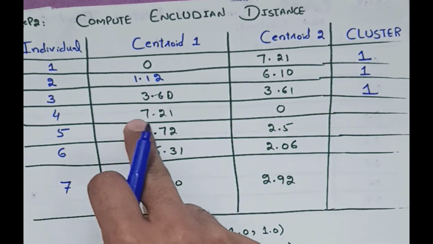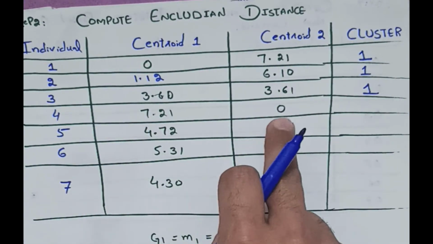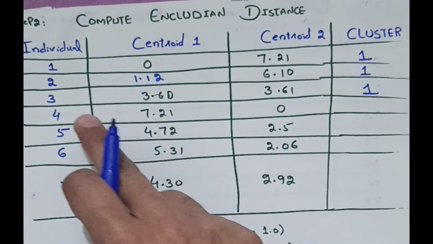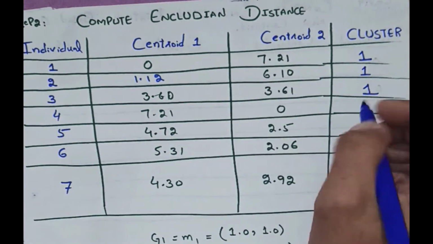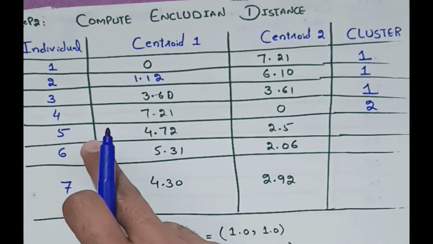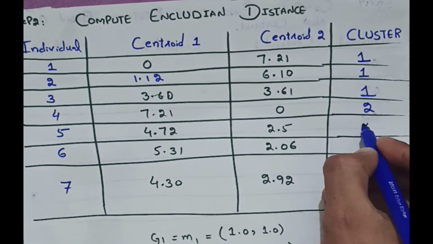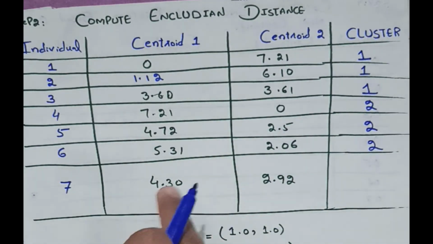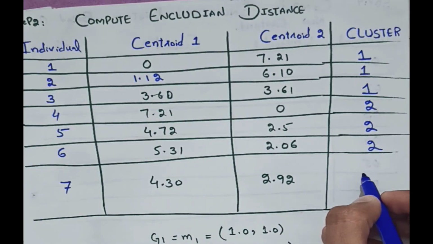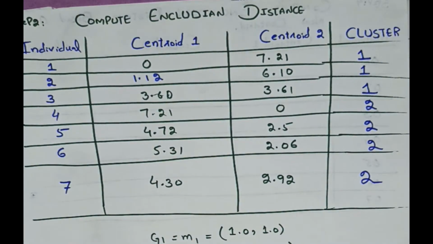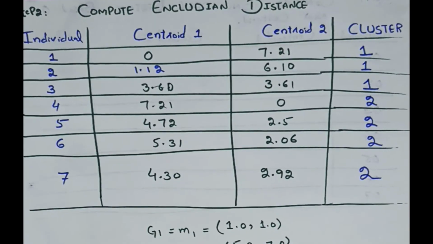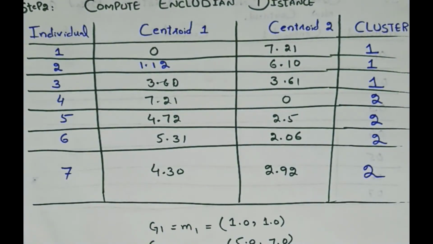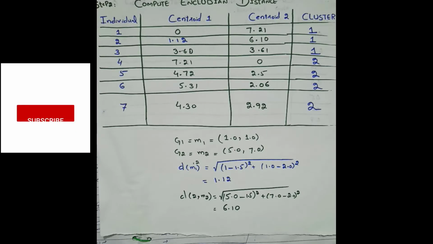What about individual 4? 7.21 and for centroid 2 it is 0. So 0 is less than 7.21, therefore individual 4 will be placed in centroid 2 or cluster 2. Individual 5 will also be placed in cluster 2, as this is the minimum. So this is how step 2 ends. After computing all the distances with respect to the centroids, we place them inside the clusters. Now we will move toward step 3.